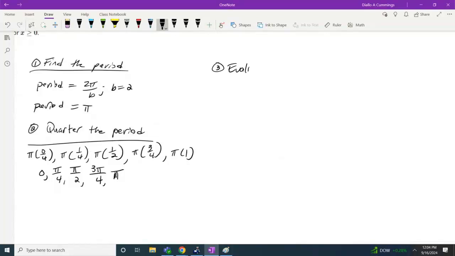All right, so now we're going to evaluate. So an X and Y chart. So 0, pi over 4.